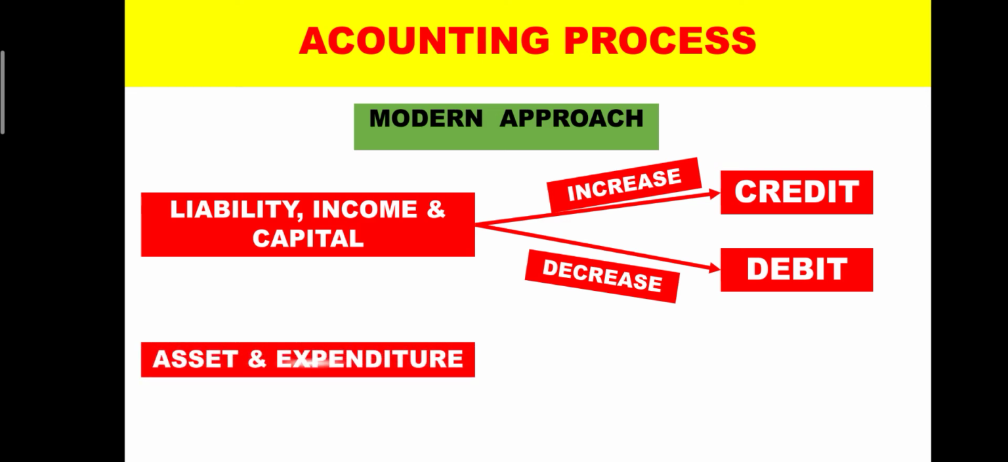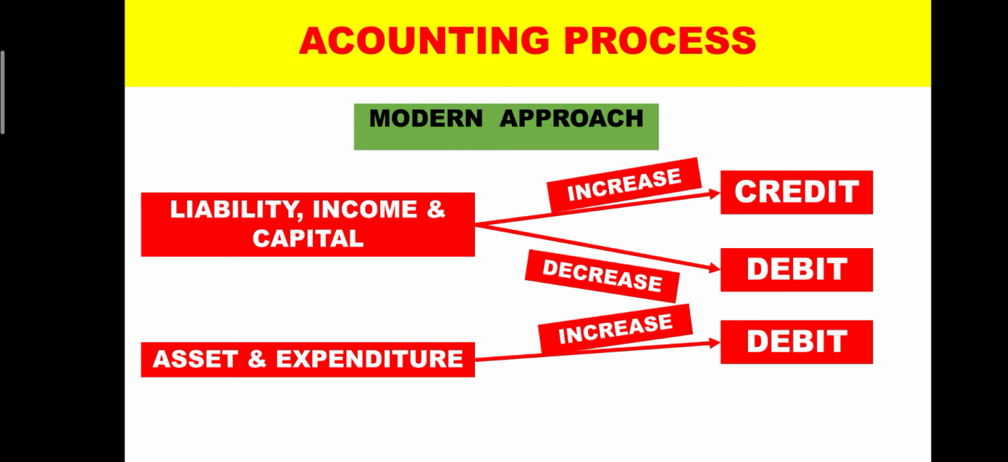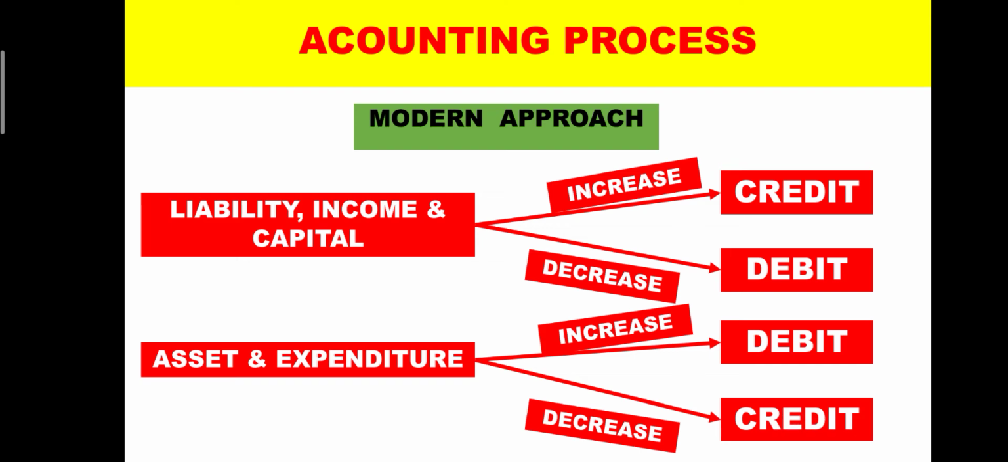On the other side, asset and expenditure. In short we can say AE. If asset and expenditure increase, then the entry will be made on the debit side. If asset and expenditure decrease, then the entry will be made on the credit side. So according to the modern approach, this depends on liability, income and capital, and asset and expenditure.